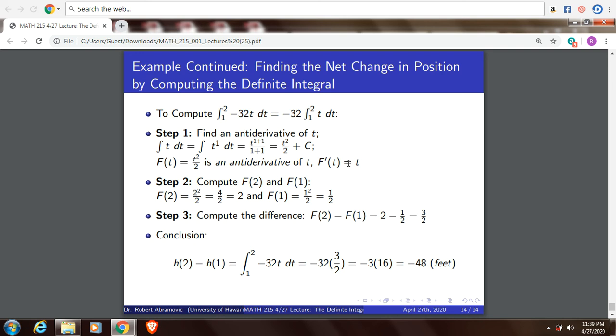And our conclusion is that the net change in height is negative 32 times 3 over 2. That's the same as negative 3 times 16, because negative 32 over 2 is 16, which is negative 48. So that means between the first second and the second, however high the rock was initially from being dropped, it had to fall a total of 48 feet between the first second and the second second. And that's regardless of how high it was dropped from. Actually, it depended. That's provided the velocity initially was 0. It was dropped, not thrown down.